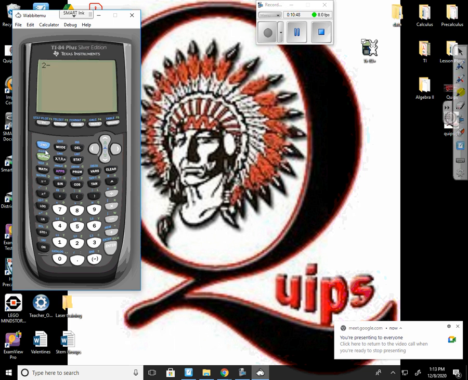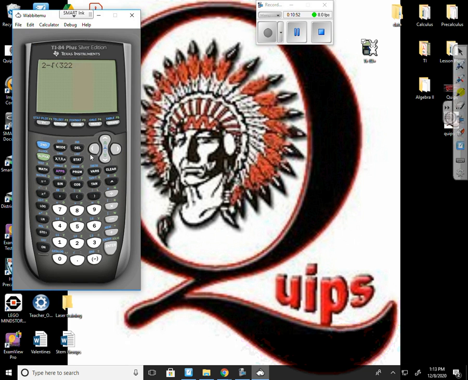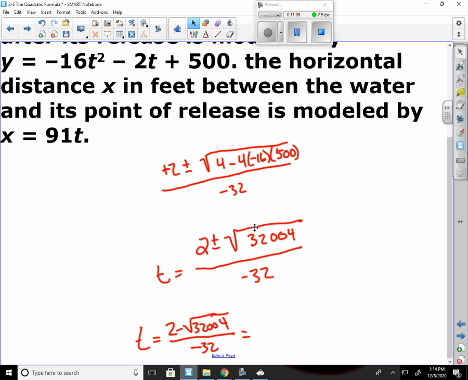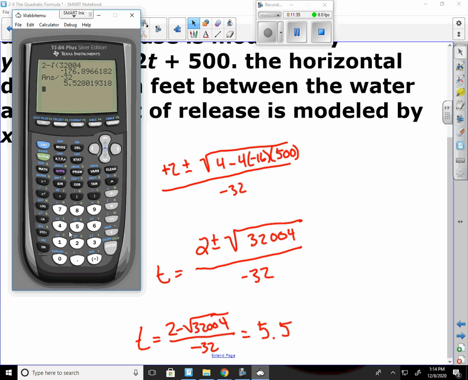I think it's positive too. Yeah, 5.5. So that gives us 5.5. And now we just multiply that by 91. That gives us our answer of 500.5.